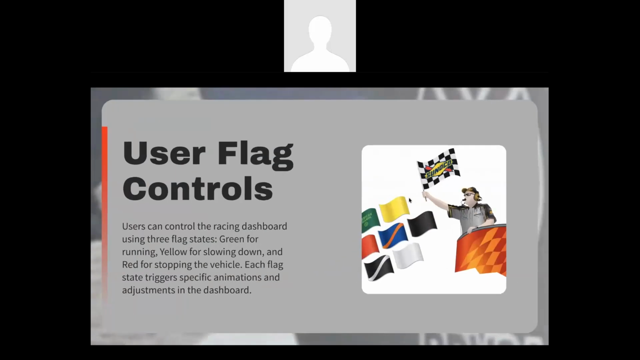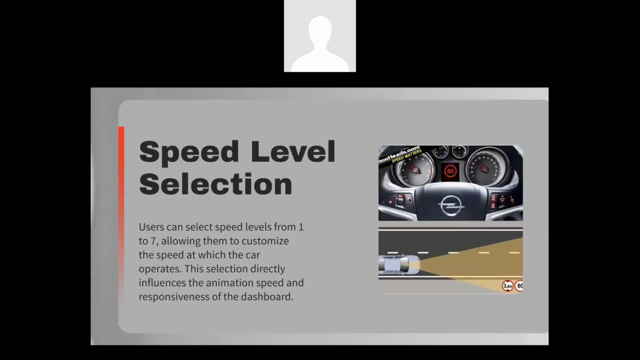So, coming to the general requirements and the things that we considered while making this model, we considered user flag controls. User flag controls means that the users can control the racing dashboard using three flag states: green for running, yellow for slowing down, and red for stopping the vehicle. And each flag triggers specific animations and adjustments in the dashboard that we'll see in the next slides.